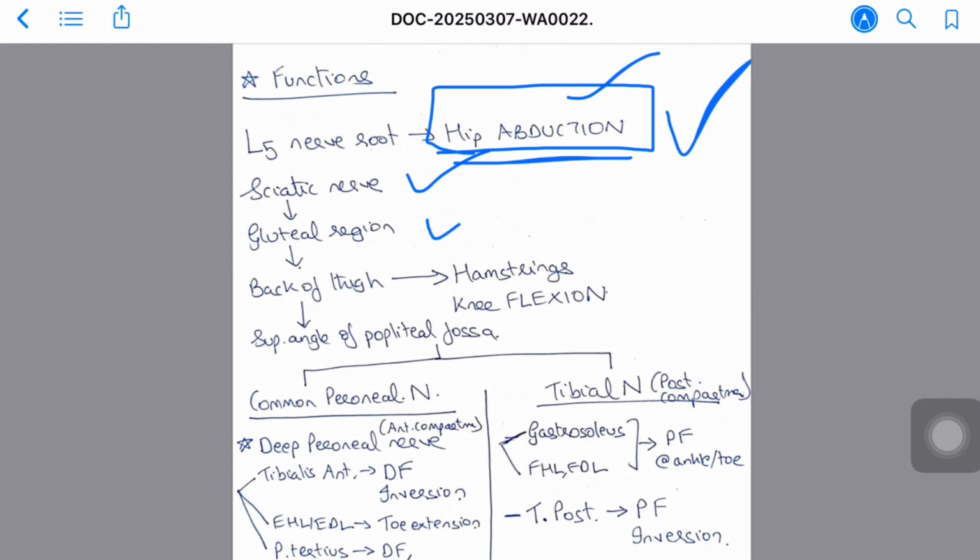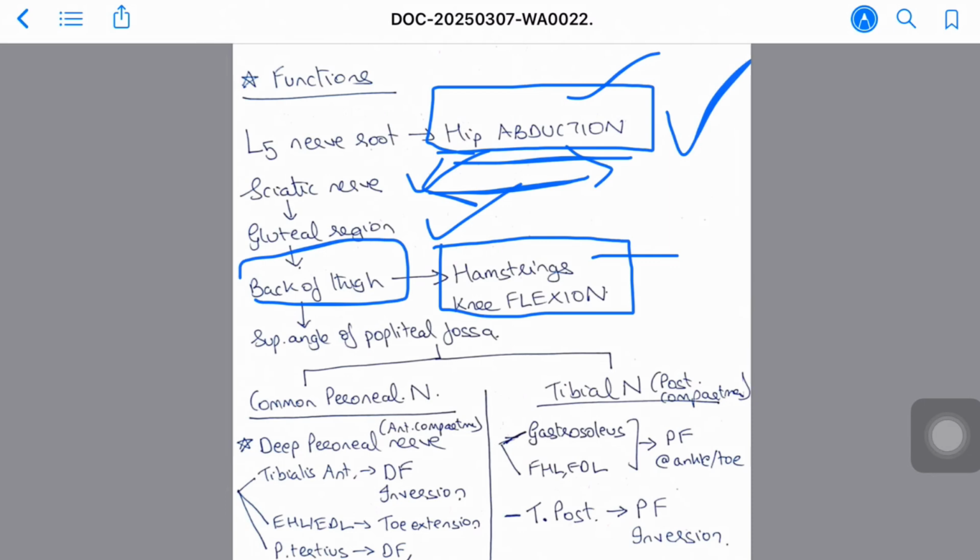Okay. Now if we go distally, the sciatic nerve, as we know, originates from the lumbosacral plexus. It goes in the gluteal region. Now, at the back of the thigh, before it divides at the superior angle of the popliteal fossa, it supplies the hamstrings. Hamstrings are responsible for knee flexion. So, if the site of injury is proximal to this, then there is loss of knee flexion, there is loss of the action of hamstring. But if the site of injury is distal to the supply to hamstrings, that is just before the division at the superior angle of the popliteal fossa, then hamstring and knee flexion are preserved.